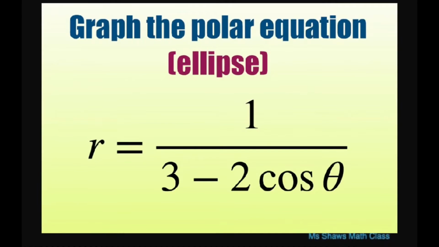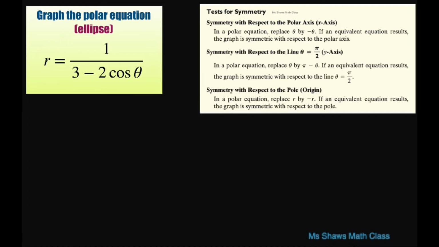Everyone, we're going to graph the polar equation. It's going to be an ellipse. We have r equals 1 divided by 3 minus 2 cosine of theta. The first thing we're going to do is test for symmetry.